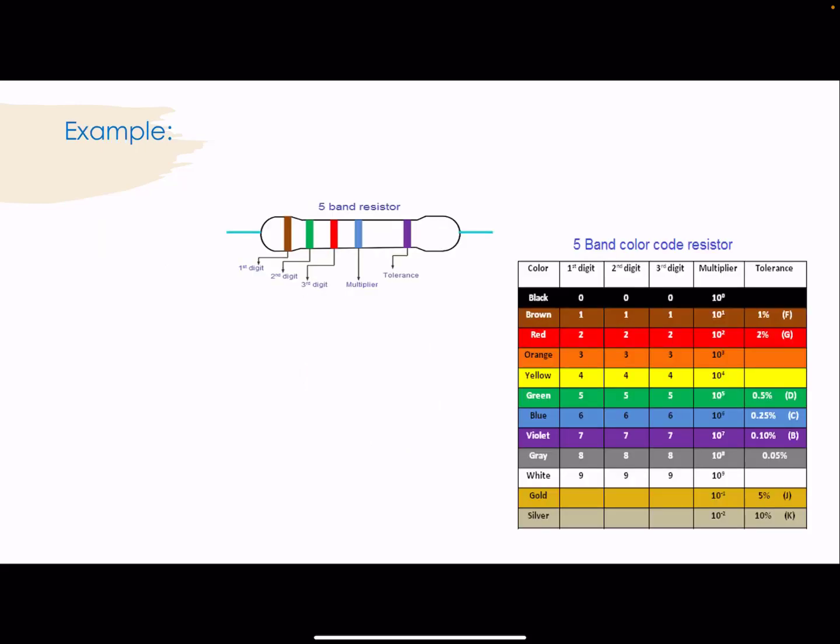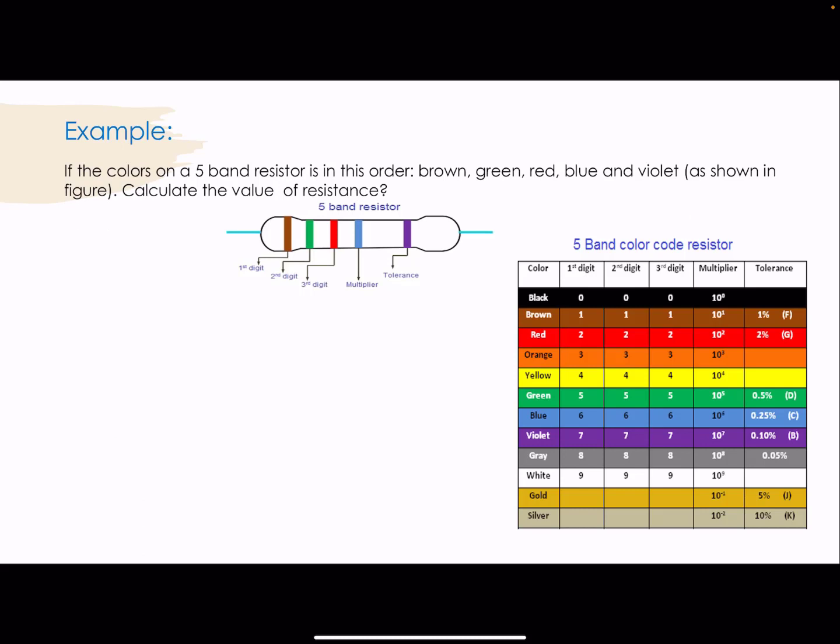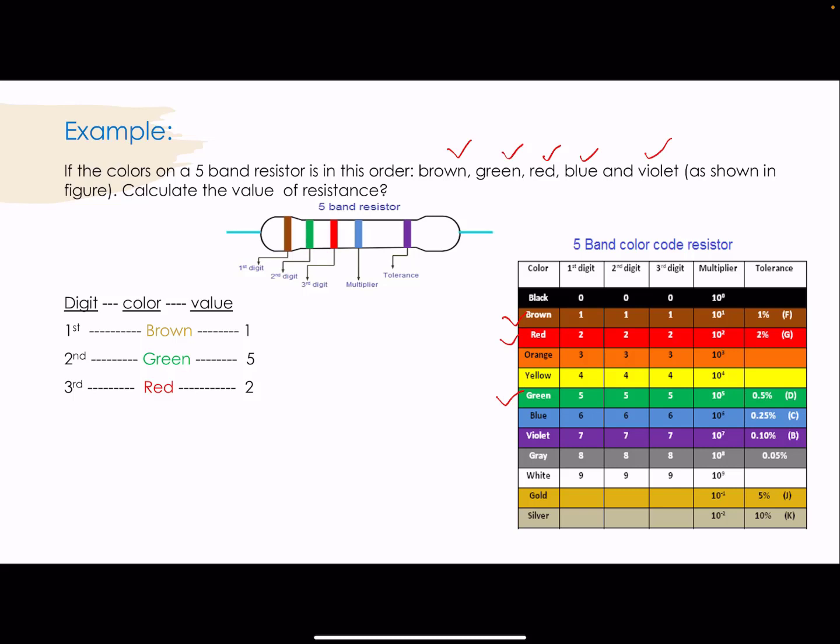Now let us solve an example. The question is, if the colors on the 5-band resistor are in this order as brown, green, red, blue and violet, then calculate the value of resistance, same as that of the 4-band color code. Now the first digit represents a color band with brown, so the value is 1. The second digit represents the color band green and the value is 5. The third digit represents the color band red and the value is 2.